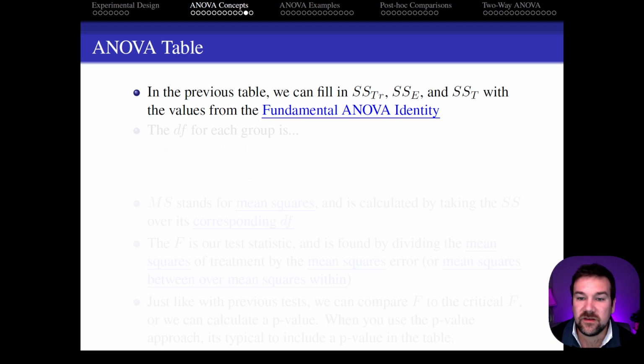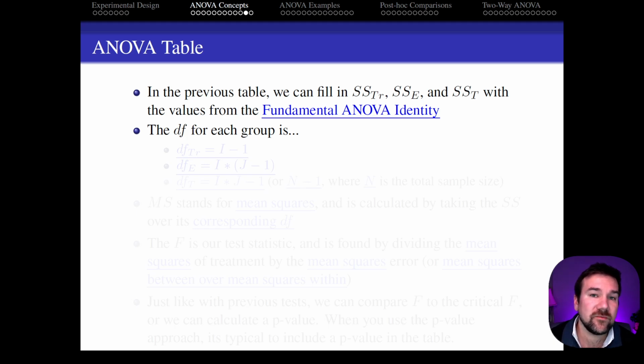So again, the SSTR, SSE, and SST are the sum of squares treatment, sum of squares error, and sum of squares total, respectively, and you can write those in. Remember, SS treatment is the same as SSB, or sum of squares between. SS error, SSE, is the same as SSW, or sum of squares within, and SS total is still SS total. If you go back to that fundamental ANOVA identity that we saw a couple of slides ago, the sum of squares total, sum of squares within, and sum of squares between were all given, and those are the equations for those terms in the ANOVA table.